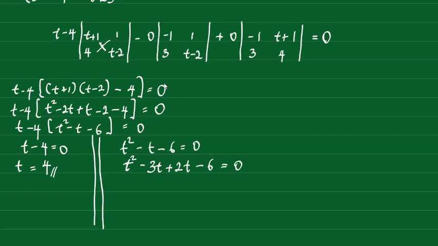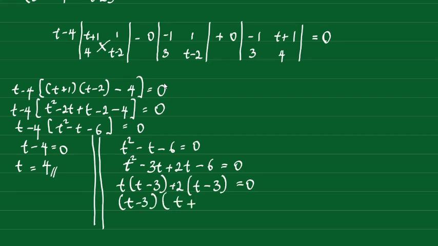We factor out t from t squared minus 3t. So we have t, bracket open, t minus 3, bracket close. We're left with plus 2t minus 6. We factor out plus 2. This gives us bracket open t minus 3, bracket close, all equal to 0. We proceed and we end up having bracket open t minus 3, bracket close, bracket open t plus 2, bracket close, equal to 0. All right.